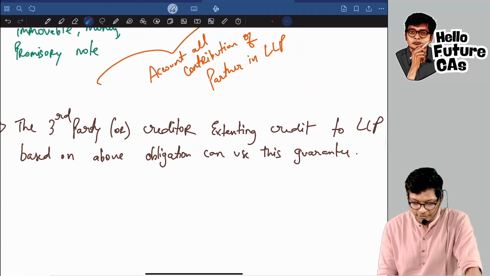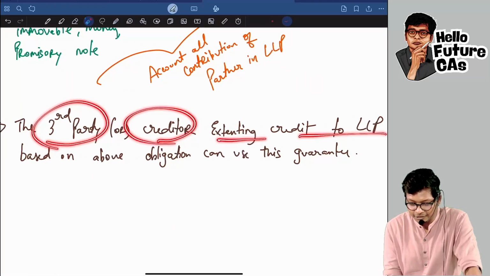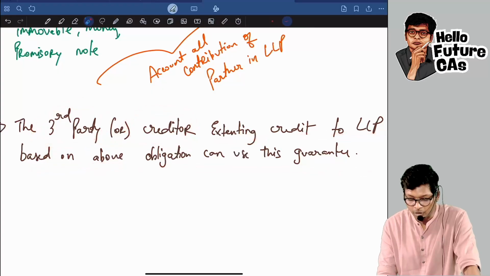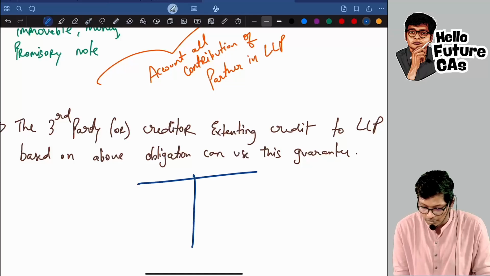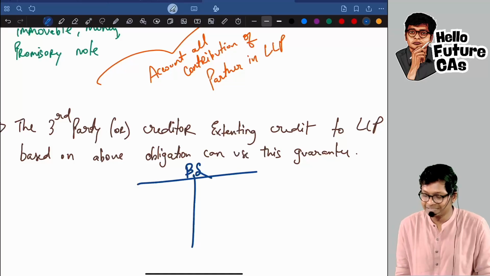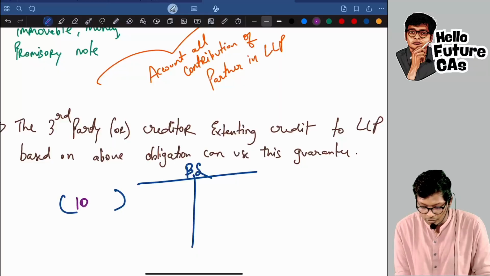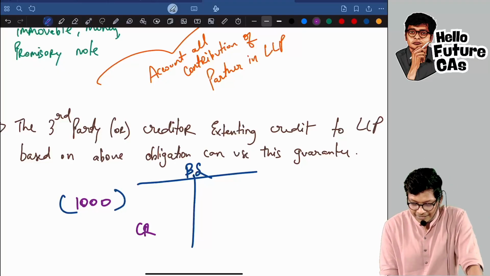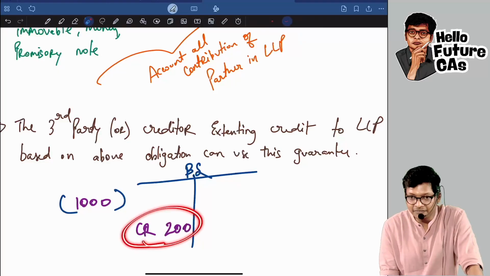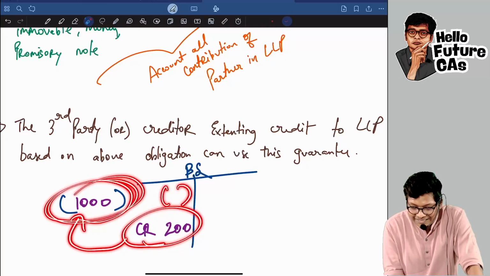Lastly, what they are saying, look at this. The third party or creditor extending credit to the LLP based on the above obligation can use this guarantee. Meaning, let me explain. Let's say a partner said in the LLP agreement that I will contribute 1000 rupees in the future. Now one creditor is coming and giving credit for 200. He is giving this credit even though the company is loss making because of the contribution guarantee given by the partner.